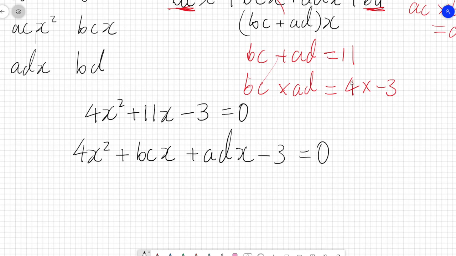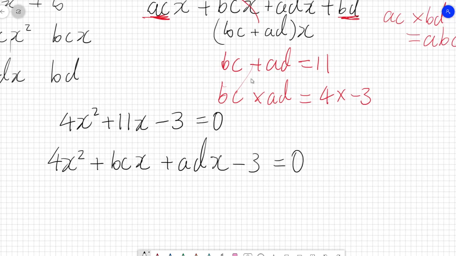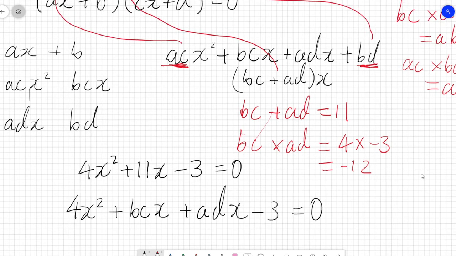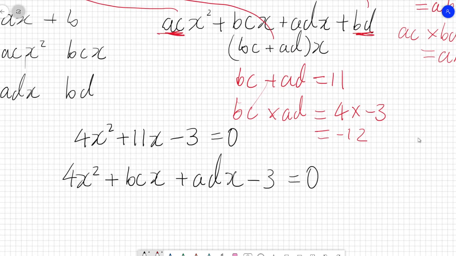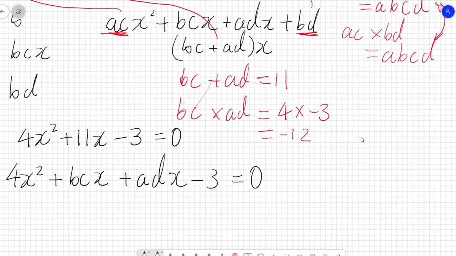So now the crux of it is what BC and AD are respectively. So of course this equals negative 12. So BC plus AD is 11, and BC times AD has to be negative 12. Okay, so which two numbers satisfy these two conditions? So what are the factors of 12? 1 and 12, or 3 and 4.